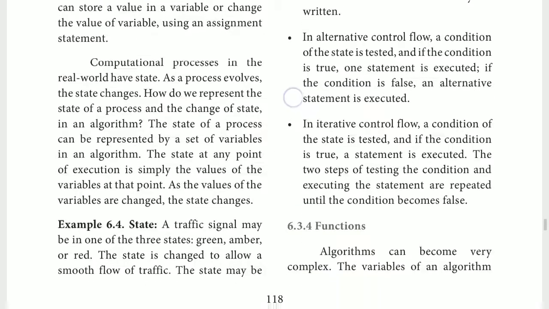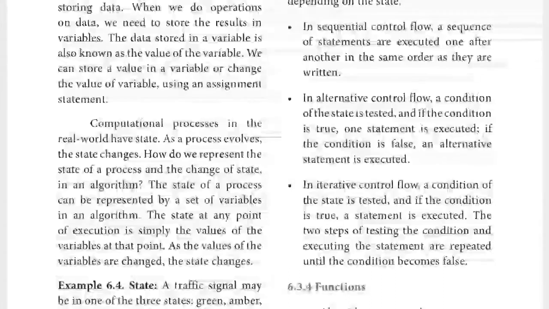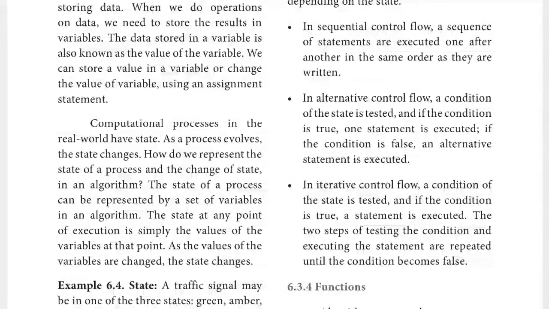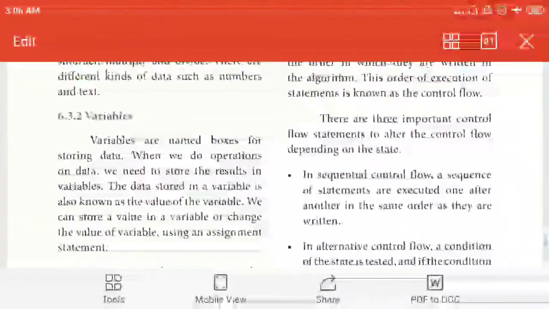The value of the variable can change and will keep on changing, so that's why it is called a variable. The opposite of a variable is a constant. The value of a constant will not change throughout the problem. Okay, so next, you can see, functions.